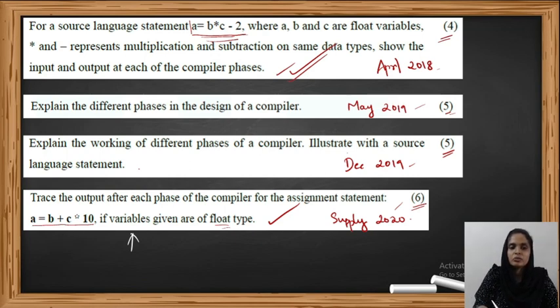Here what you have to do is perform the multiplication first. Also you have to convert this 10 into float of 10. And then you have to perform the addition operation and finally the assignment operation. Finally the result will be saved to A. So this is your homework. I hope you all will be able to do that.